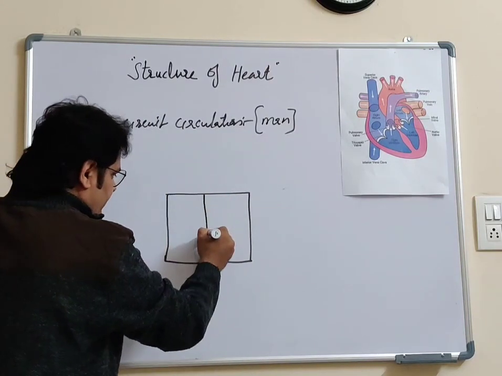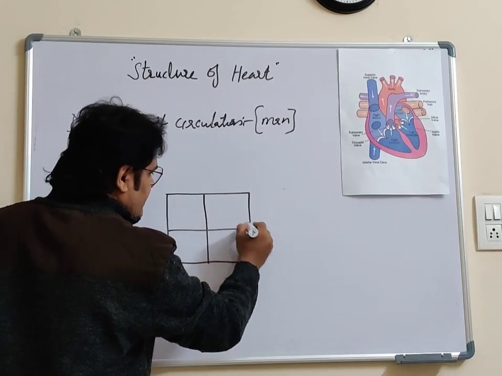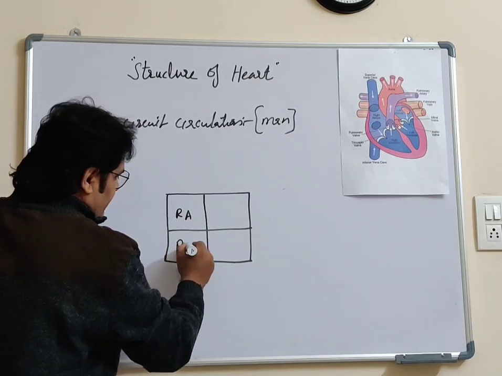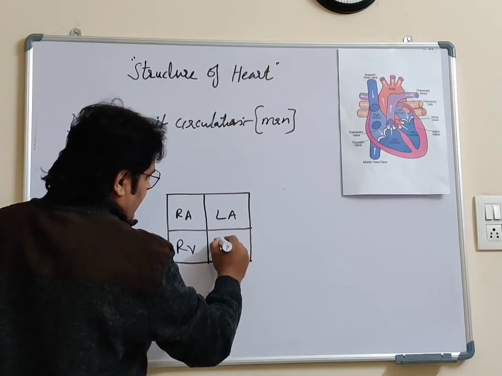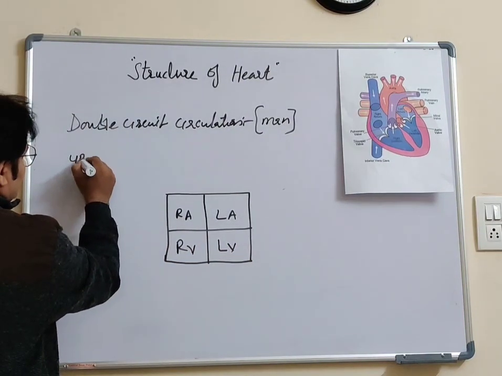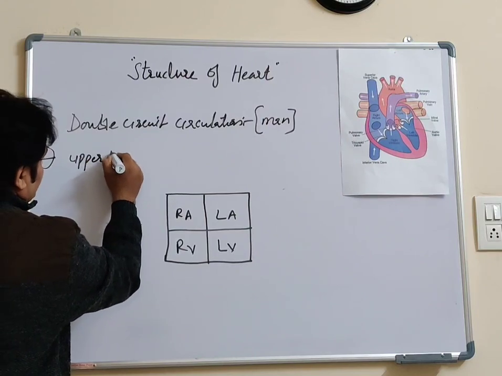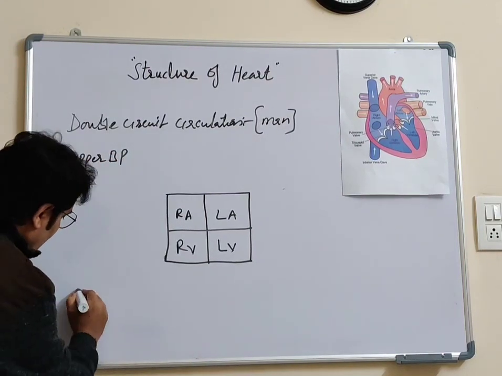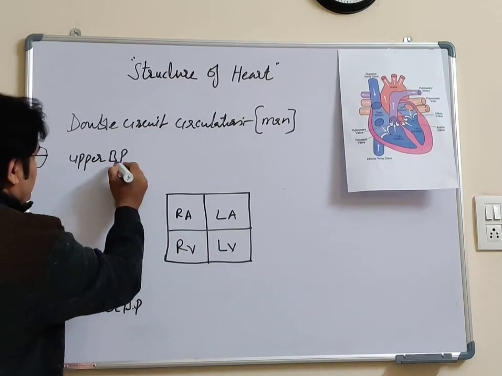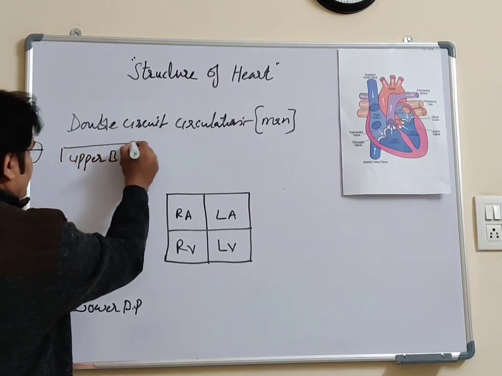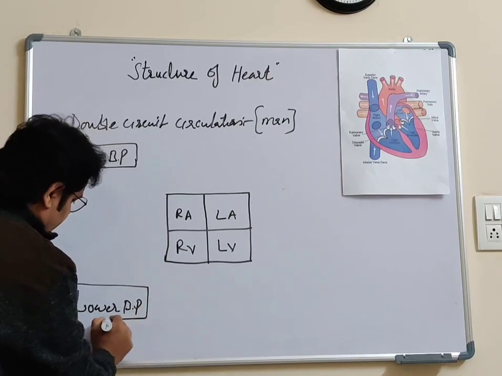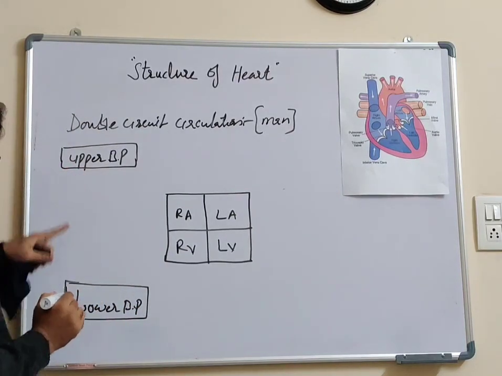Clear. Human beings will have the 4 complete chambers. Already we have discussed the 4 complete chambers. Okay, right auricle, right ventricle. Okay, left auricle, left ventricle. These are the complete 4 chambers here. Now here write upper body parts. Okay, and these are the lower body parts. BP is nothing but body parts. Clear? Okay, upper portion of the body and lower portion of the body. Clear? Upper parts and lower parts.